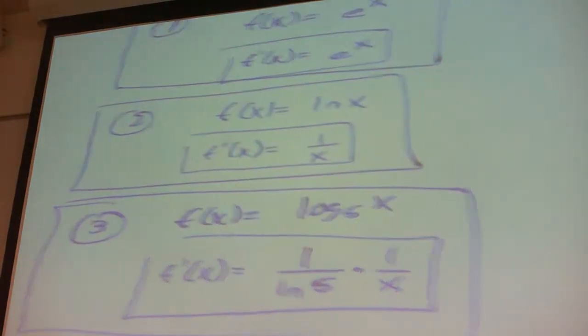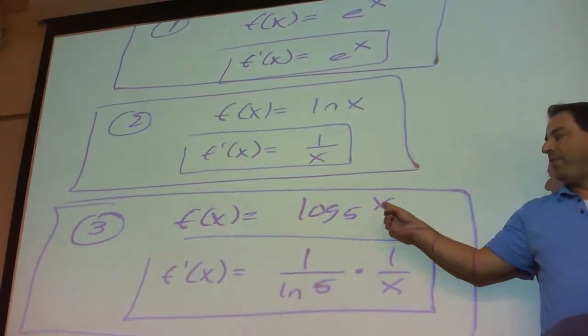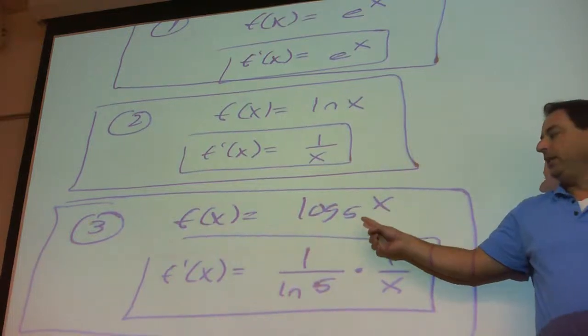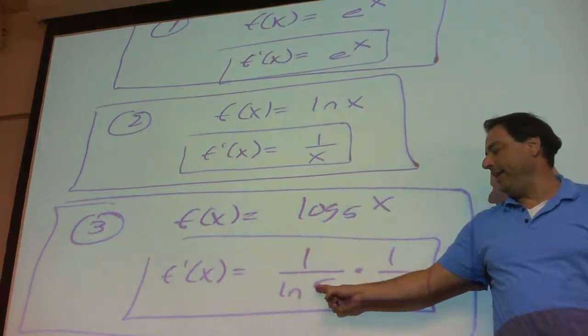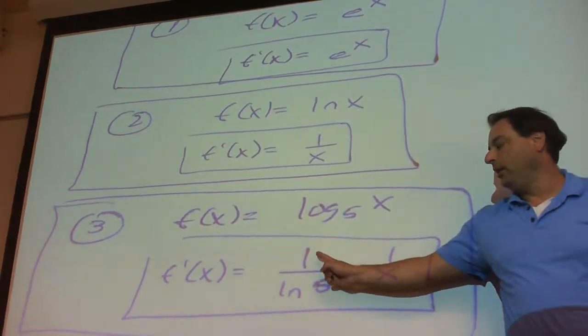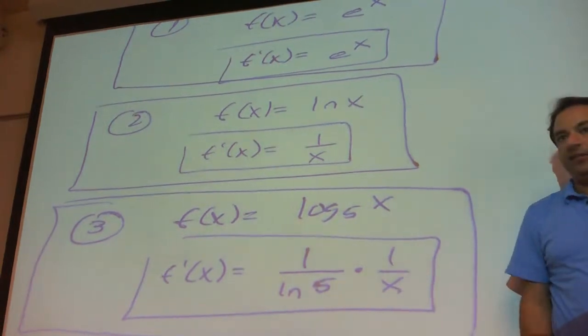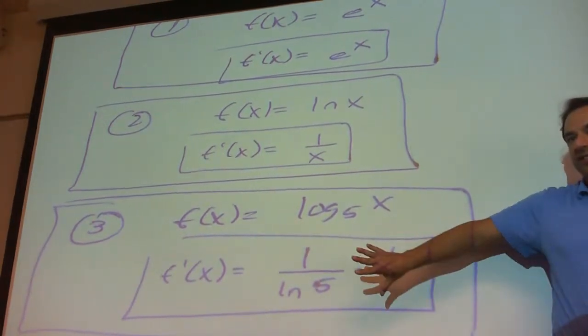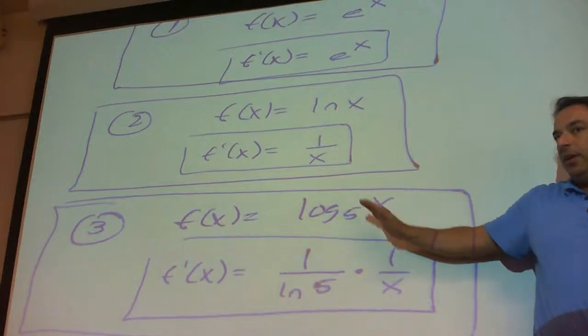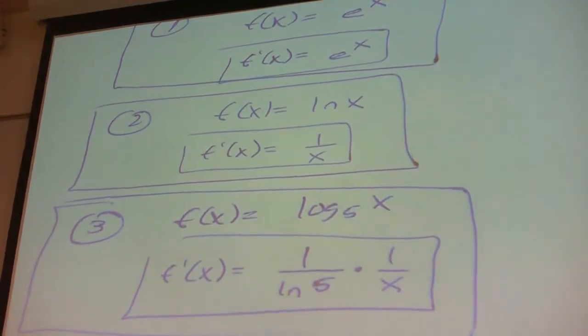So what you need to understand is if I had log base 5 of x, what would the derivative be? 1 over the ln of 5, whatever the base is, times 1 over x. 1 over the ln of 5, which would just be a number, times 1 over x. Okay? Keep this on the side. Anytime a log comes up, that's what the derivative will be. And why does that work?